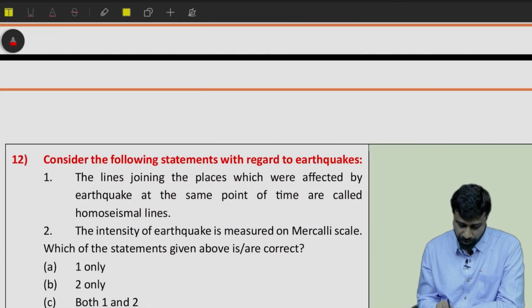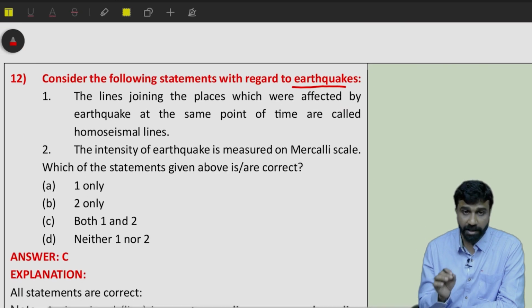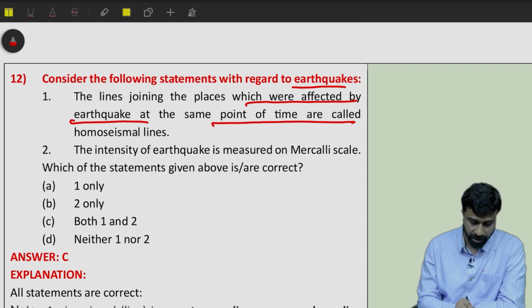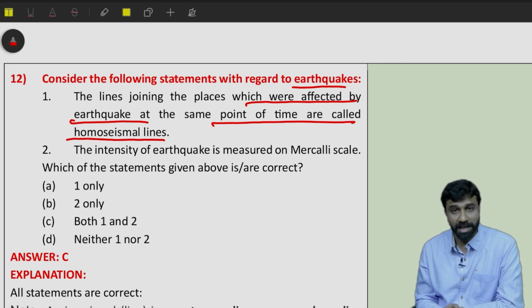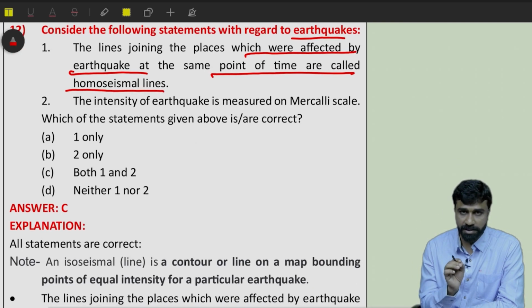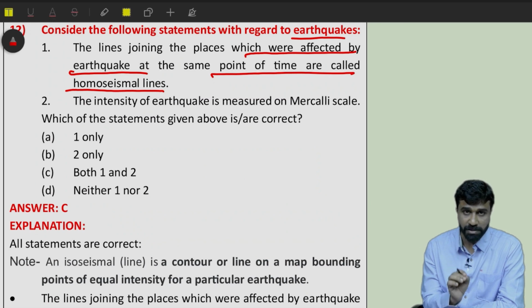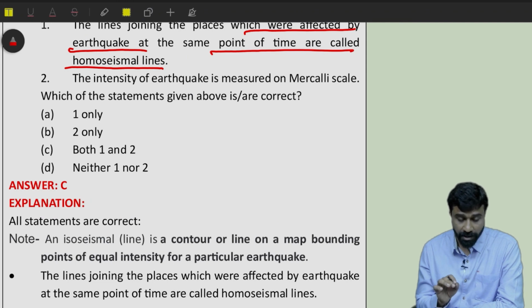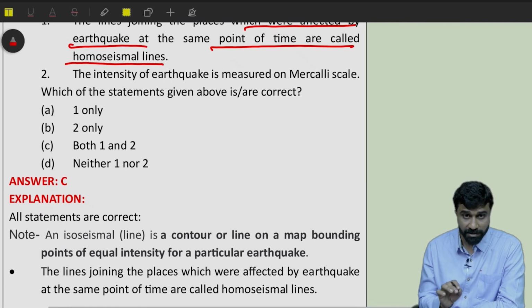Next, earthquakes. Regarding earthquakes, the lines joining the places which were affected by earthquake at the same point of time are called homoseismal lines. This is true. There is a thin line of difference between isoseismal and homoseismal lines in determining the different types of earthquakes, I mean lines of earthquakes.